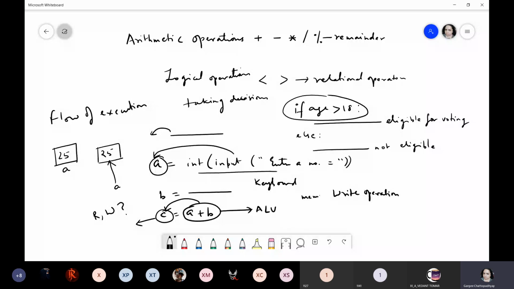Whenever you are saving something in the memory, by memory I mean RAM, whenever you are saving something in RAM, you are doing what? Write operation. And whenever you are extracting something from RAM or accessing something from RAM, you are doing which operation? Read operation. Got it?